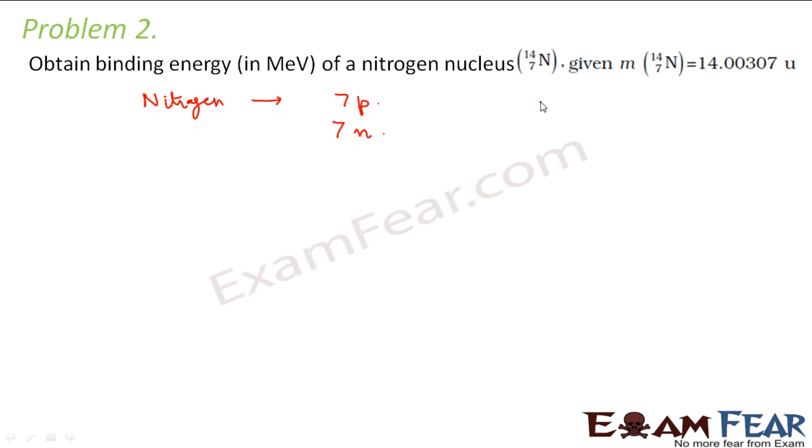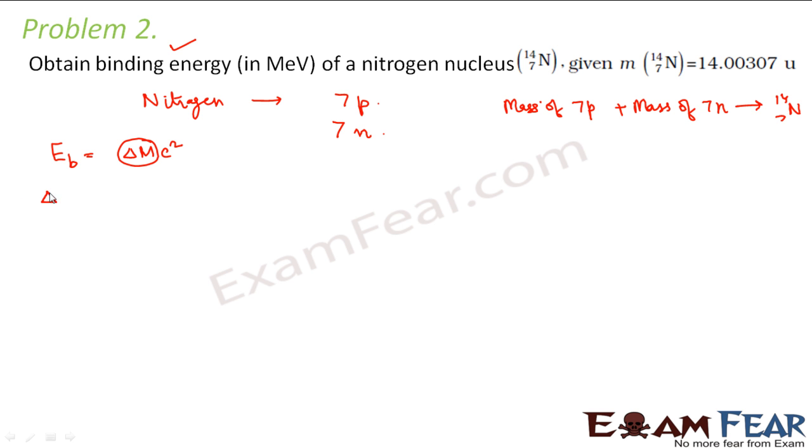So that means the mass of 7 protons plus the mass of 7 neutrons actually forms this nitrogen, right? Now in order to calculate the binding energy, we will have to calculate the mass defect, because binding energy is given as delta M into C square, where delta M is the mass defect.